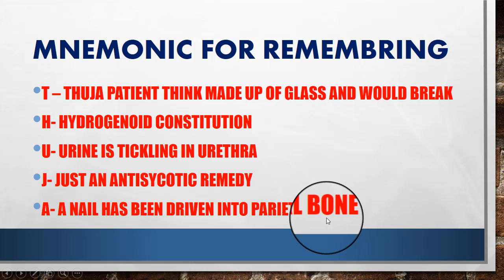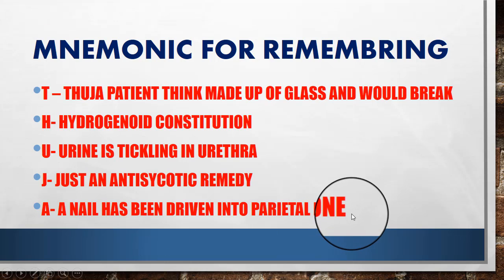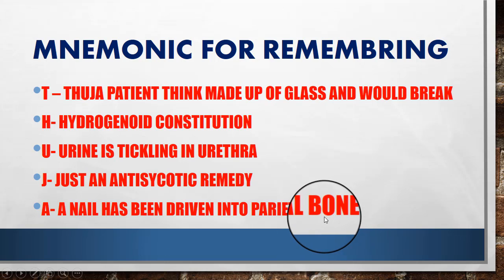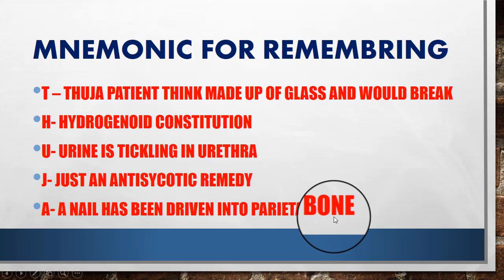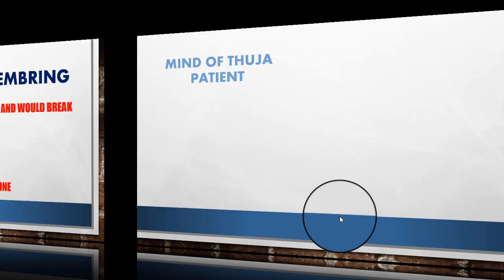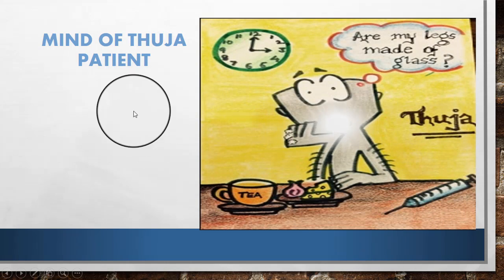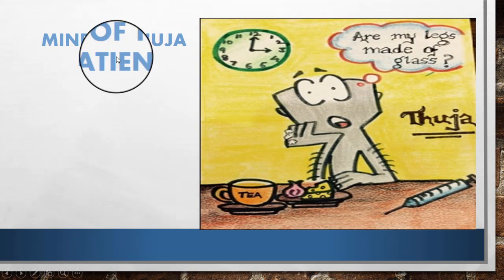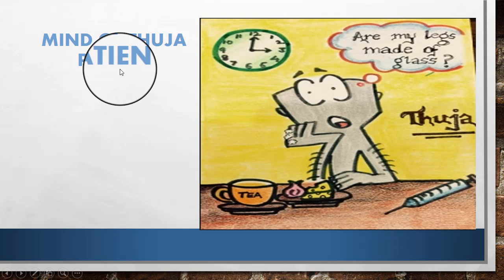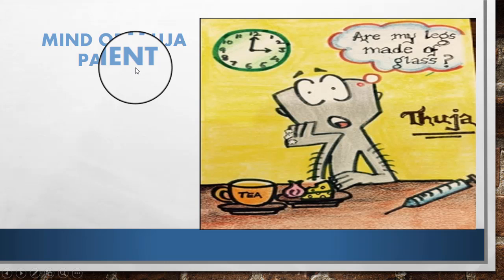So this was all about the mnemonic. I hope you guys will like this mnemonic, in order to remember this medicine, that is THUJA OCCIDENTALIS, permanently in your mind. Now next, we will discuss the mental generals of a patient of THUJA OCCIDENTALIS, that is, what are the mind symptoms of a patient of THUJA OCCIDENTALIS, which help you in better selection. So let's talk about those mind symptoms, or you can say mental generals.